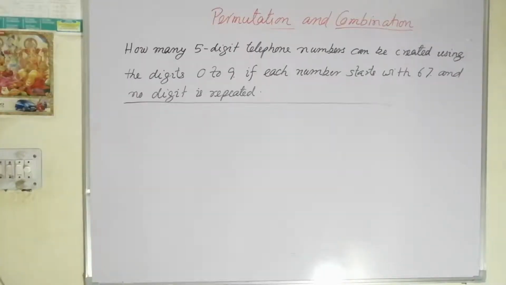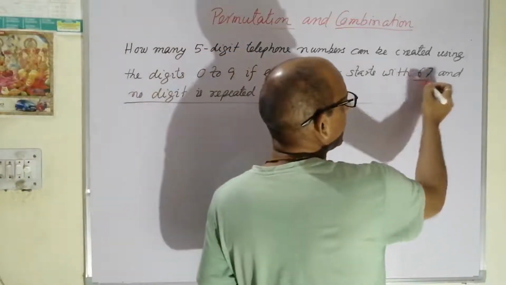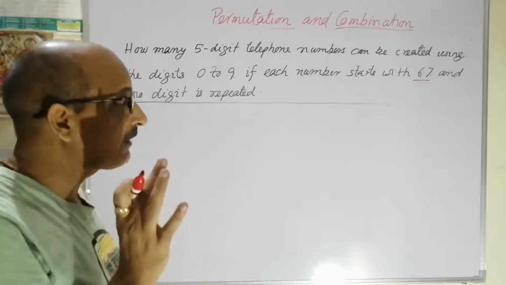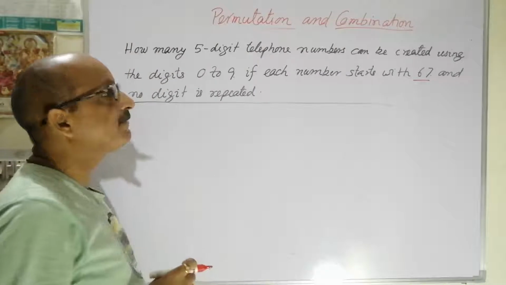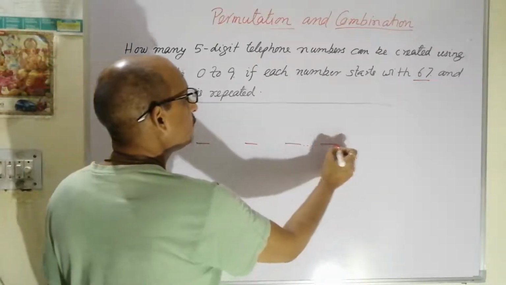How many 5-digit telephone numbers can be created using digits 0 to 9 if each number starts with 67 and no digit is repeated? Each number has to start with 67. It means 67 is fixed, meaning 6 and 7 are fixed. Now we are going to create 5 places, 5 digits, because we have to create 5-digit numbers. So 1, 2, 3, 4, 5.